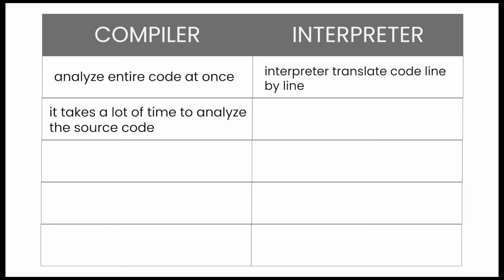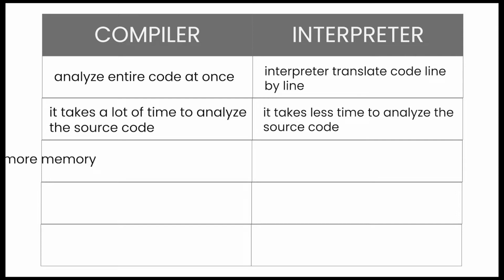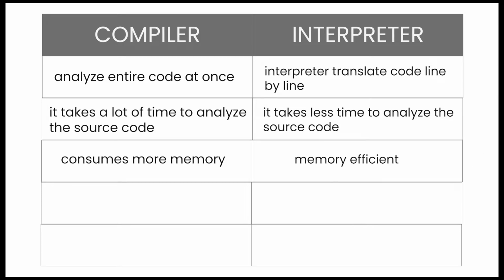The compiler takes a lot of time to analyze the source code, but the overall time to execute the program is much faster. But an interpreter takes less time to analyze the source code, but the overall time to execute the program is slower than compiled language. A compiler generates an intermediate object code, hence it consumes more memory. But an interpreter does not generate an intermediary code, hence it is highly memory efficient.